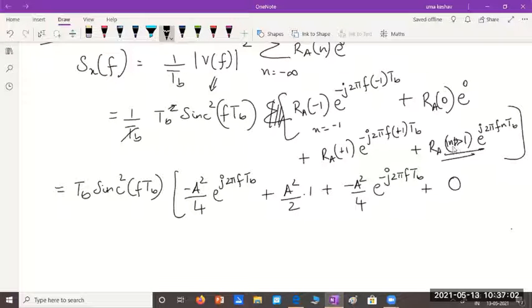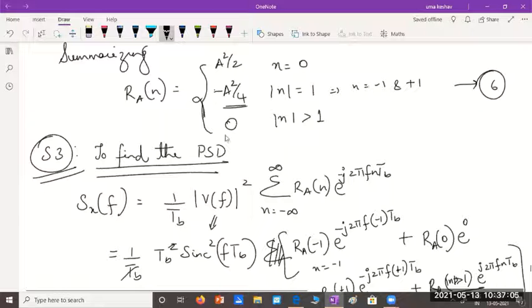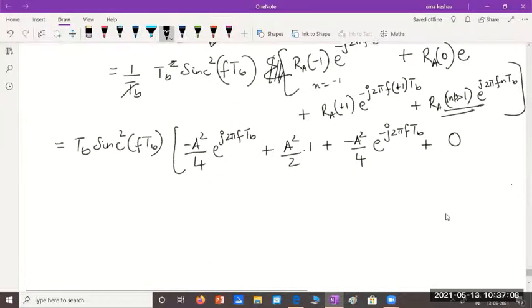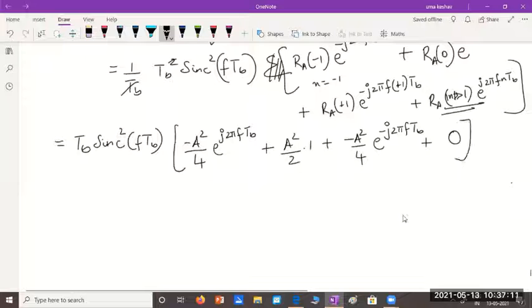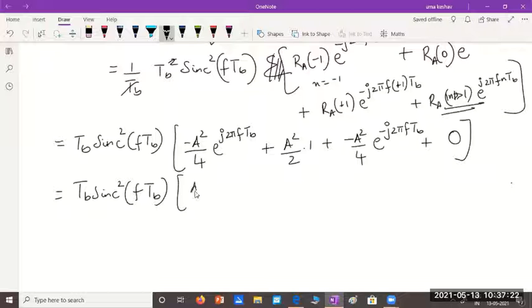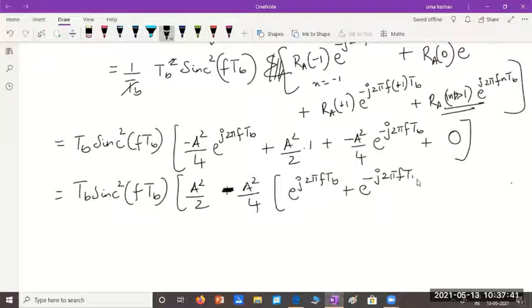We know this Ra for n greater than 1 is 0, right? So these are the 4 different cases which I have. Now let me simplify this. Tb sinc square ftb. Here a square by 2 term I will write separately. Minus, if I take a square by 4 as the common factor, I will have e to the power of j2 pi ftb plus e to the power of minus j2 pi ftb.